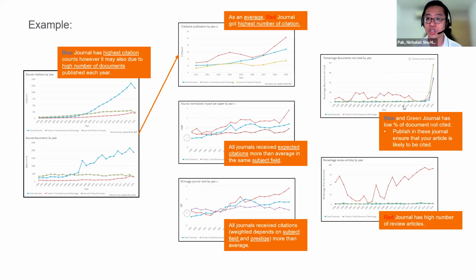The percent not cited showcases that the blue and the green journals have a low percent of documents not cited. Red is actually quite low as well. And we get to see the number of review papers. Because the red journal has a high number of review articles, it probably also justifies and explains its overall performance.